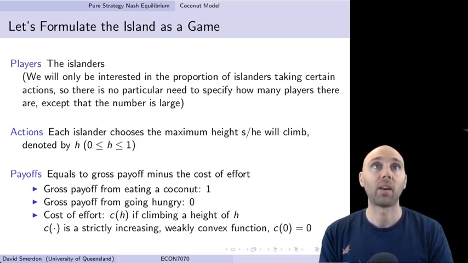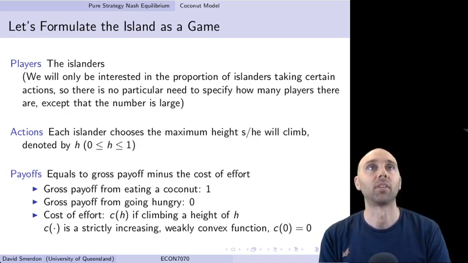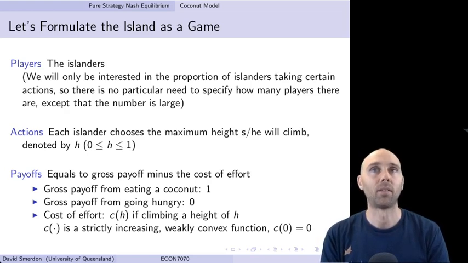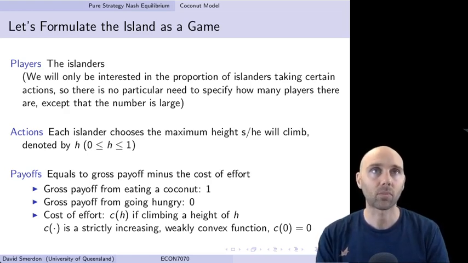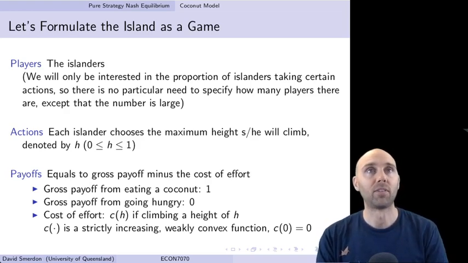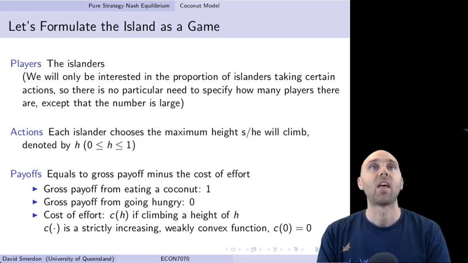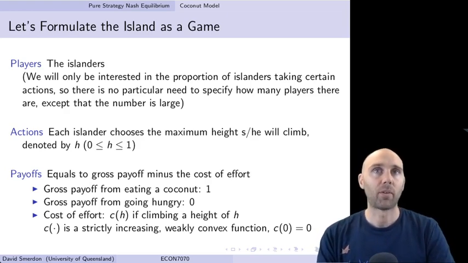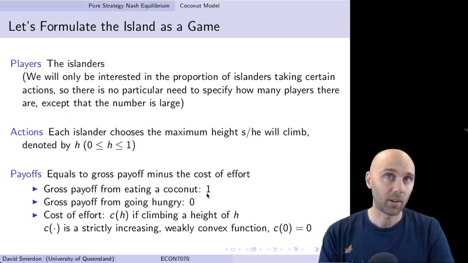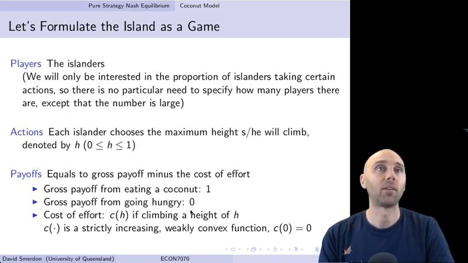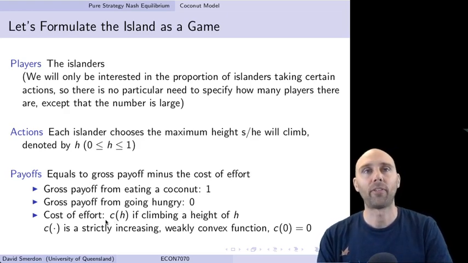The actions, well, it's just the maximum height that the islander is willing to climb, and that's denoted by H, which obviously has to be somewhere between the base of the tree and the top of the tree. And the payoffs are equal to the gross payoffs minus the cost of effort. We say that you get a payoff of 1 if you eat the coconut, 0 if you go hungry. The cost of effort, we'll call that a function C of H, where H is the height that you climb.